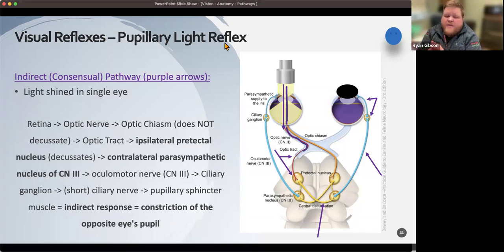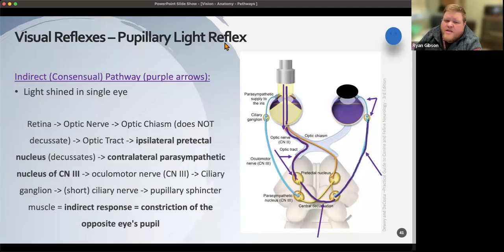Because the consensual or the indirect pathway is going to follow the minority of fibers, we don't decussate. When we don't decussate, we're still going to go to the pretectal nucleus, but the difference is we're now going to the ipsilateral pretectal nucleus. When we go from the pretectal to parasympathetic cranial nerve 3, we're going to cross over. We're still going to have the majority of axons between the pretectal and the parasympathetic. That's a separate axon, so we no longer have to worry about the 75%. So we're going to follow the majority of fibers that go from pretectal to parasympathetic nucleus of cranial nerve 3.